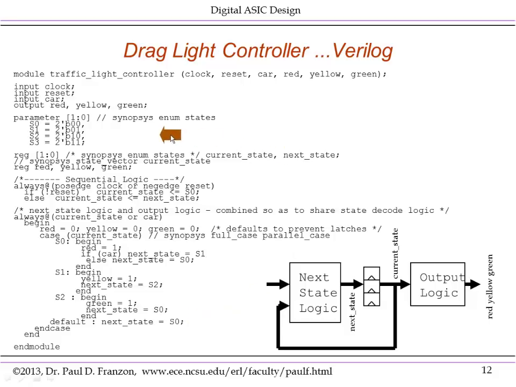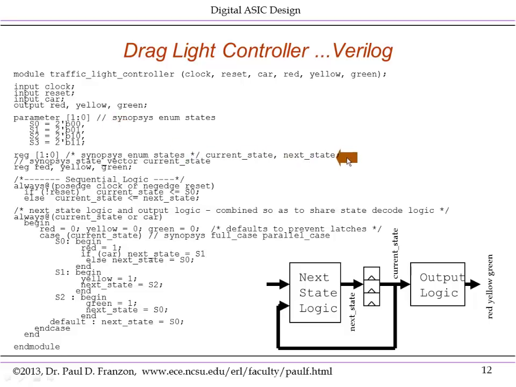You may have already noticed up here that I used parameter to identify the states. I gave the states somewhat meaningful names. Remember, parameter is a bit like constant in C. It allows you to give meaningful names to vectors of numbers. So here I just said state S0 is 00, S1 is 01, S2 is 10 and S3 is 11. And of course the parameter is 2 bits wide.